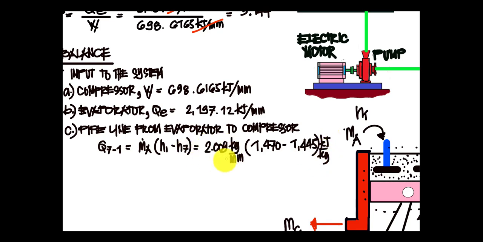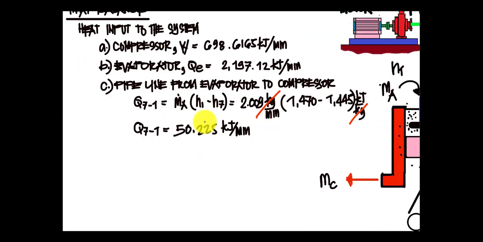So we can cancel the kilogram units here. Then we have the heat loss at this point, the heat being lost in the pipeline system, with the value of 50.225 kilojoule per minute. I'm so sorry, this is the heat input to the system. Sorry about that, so correct me on that.